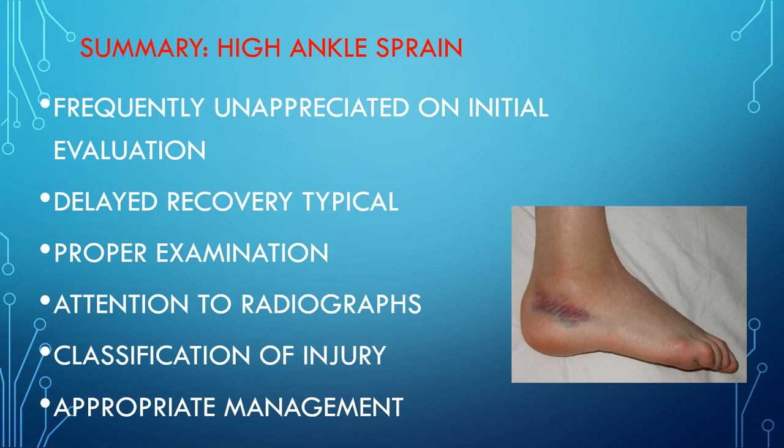Detection requires a proper examination and attention to detail when evaluating the radiographs. You want to try to classify these injuries in your mind as to whether they are microscopic tears or strains, whether or not there is a partial rupture or total rupture. You want to make sure that you've defined the collateral or contiguous injuries that can occur, and then initiate appropriate therapy.